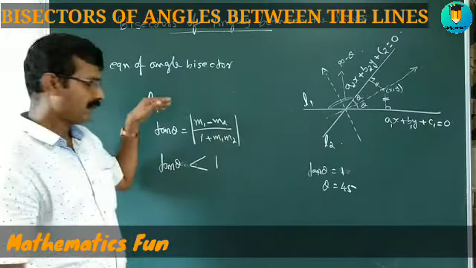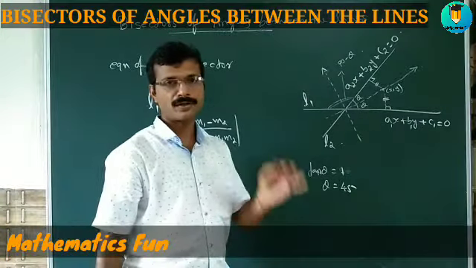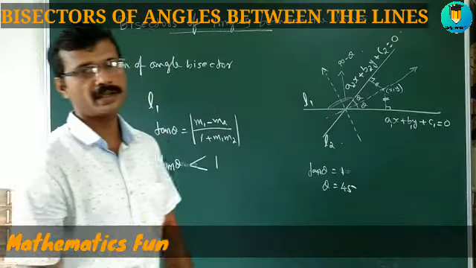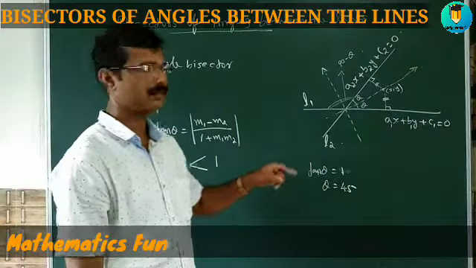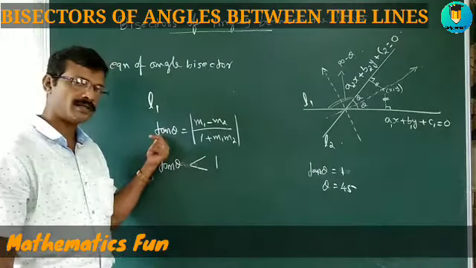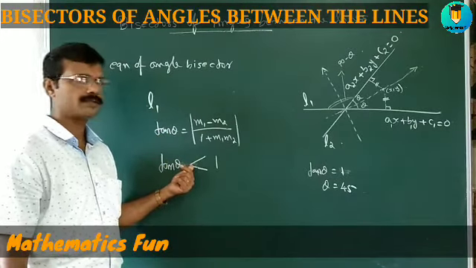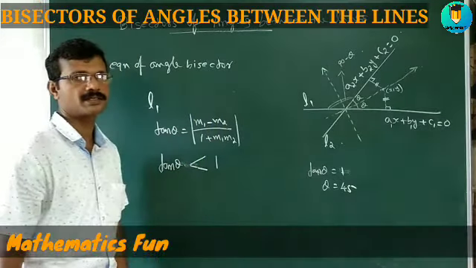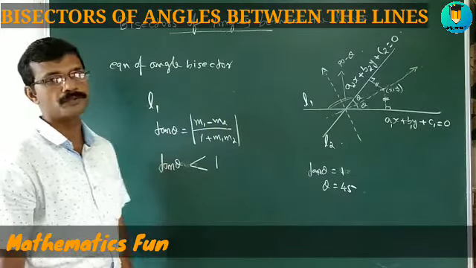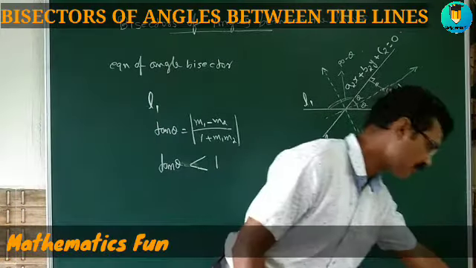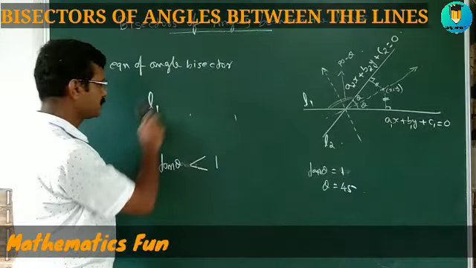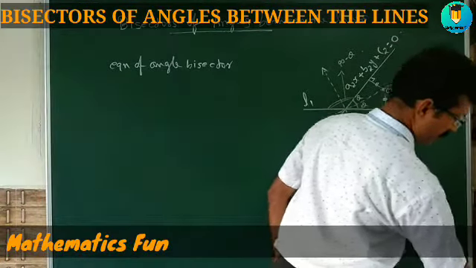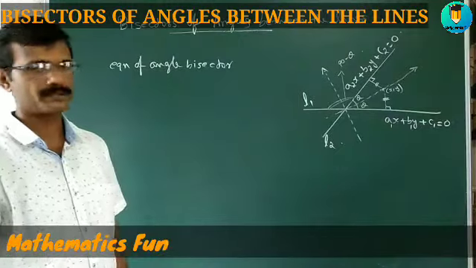So after finding the equation of the bisectors, you pick up one bisector and one line, and find the angle between the line and the bisector by using the formula for tan theta. If it is less than 1, then the bisector which we have taken is the acute bisector. Automatically the other one will be the obtuse bisector. So this is one result you have to know in this part, that is how to detect which is the acute bisector and which is the obtuse bisector.